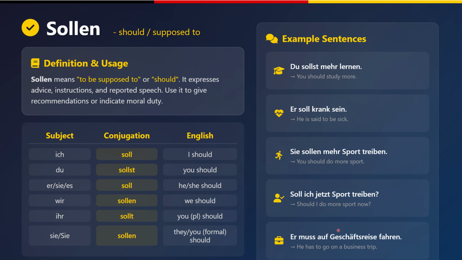Er muss auf Geschäftsreise fahren. Geschäftsreise means business trip. He has to go on a business trip. Sollen is softer than müssen. It gives a recommendation rather than a strict order. It is also very common in indirect speech.